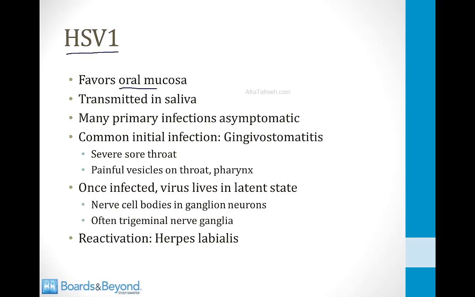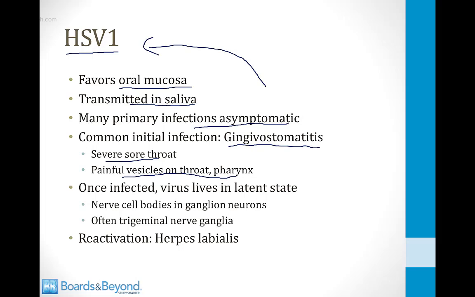This virus favors the oral mucosa. It's transmitted from person to person in saliva, and many people who are exposed never develop symptoms. They remain asymptomatic, and we know this because many people have antibodies to HSV1, but they've never had symptoms of an infection. The common initial infection is called gingivostomatitis. This is a severe sore throat with painful vesicles on the throat and in the pharynx. I'll show you a picture of that in a minute.